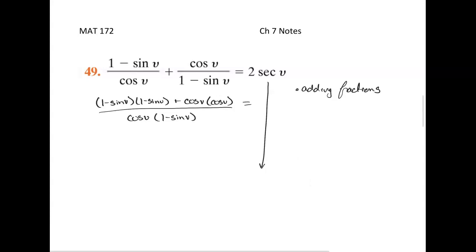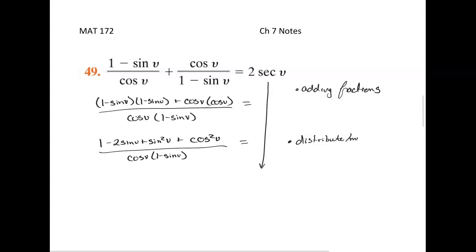So let's multiply everything out. I'm going to have 1 minus 2 sine of v plus sine squared v. And then cosine times cosine is cosine squared v. All over. And I'm going to leave the bottom factored in hopes that we'll be able to simplify it because the right-hand side is just 2 secant v. So at some point, we've got to be able to get rid of it. So first step we did was added the fractions. The second thing that we did was distribute or multiply.